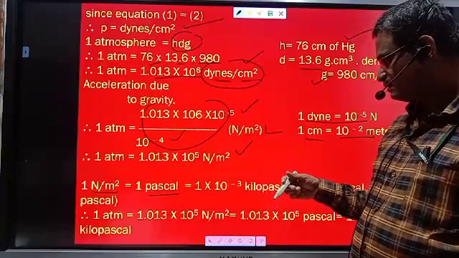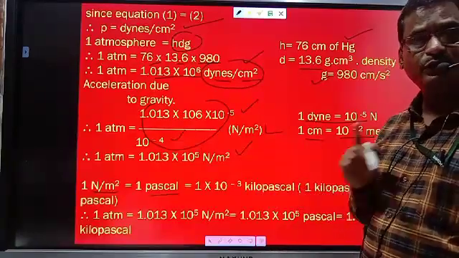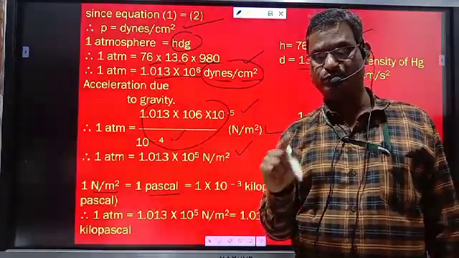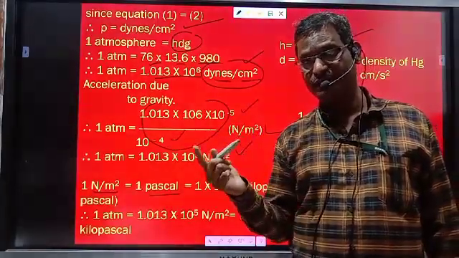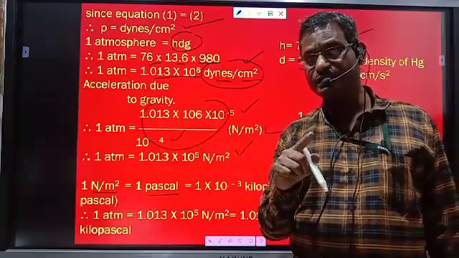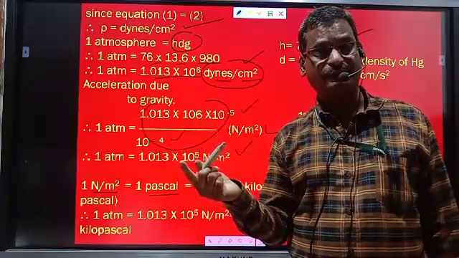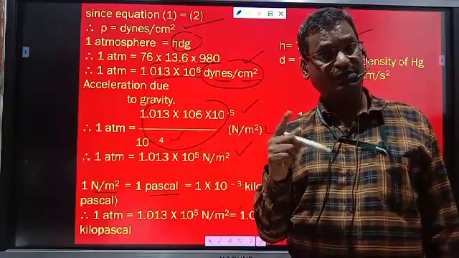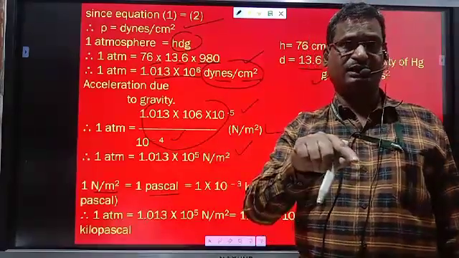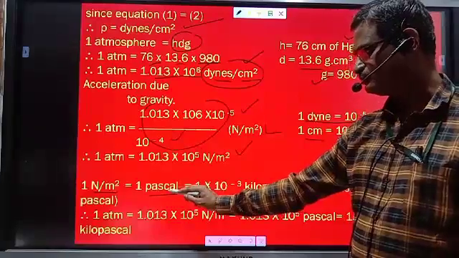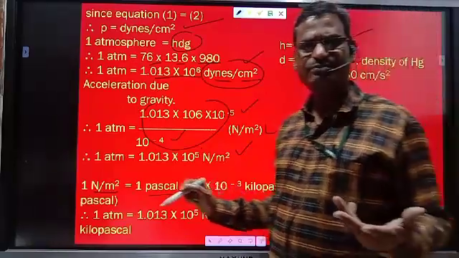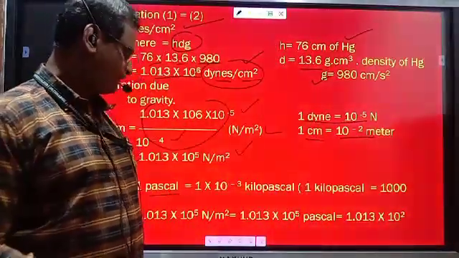In kilopascal, we know 1 kilogram is equal to 10 raised to 3 gram. In the similar manner, 1 kilopascal is equal to 10 raised to 3 Pascal, means 1 Pascal is 10 raised to minus 3 kilopascal. So similarly here, 1 Pascal is equal to 10 raised to minus 3 kilopascal, same as the relation between kilogram and gram.